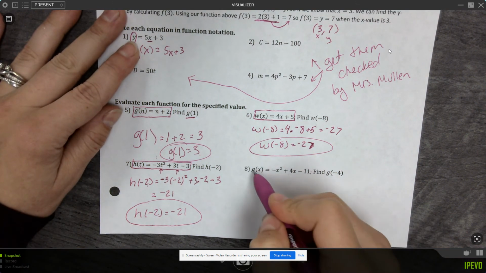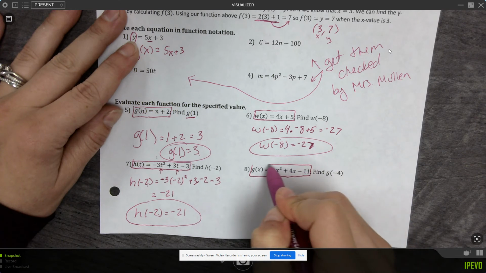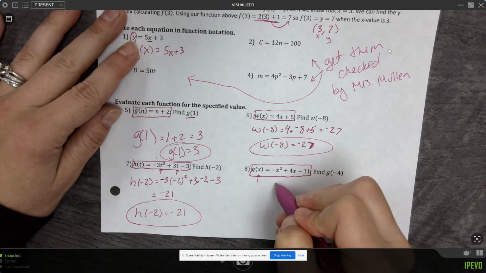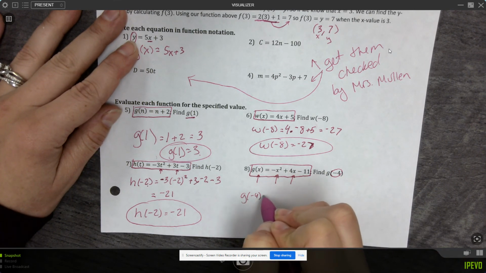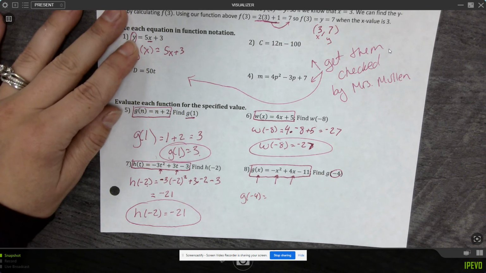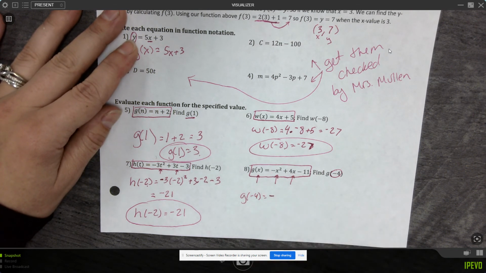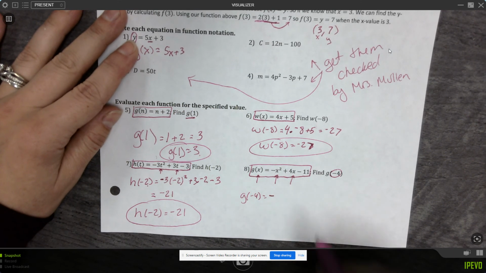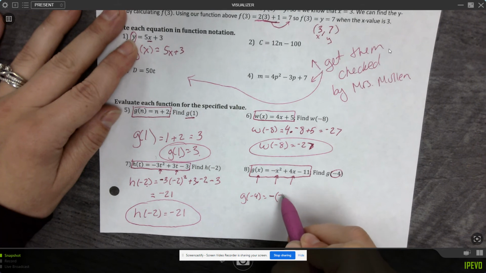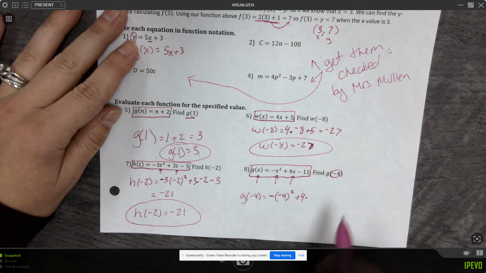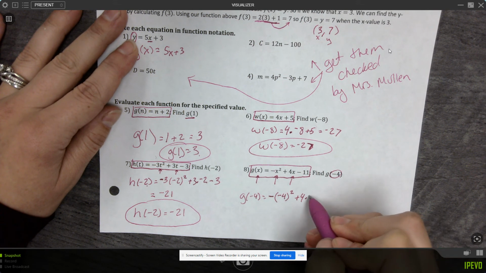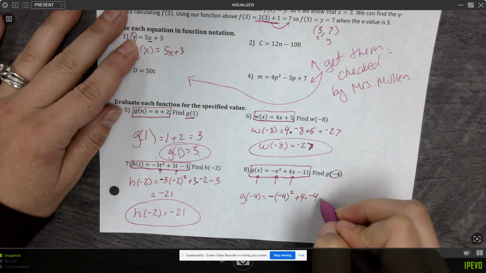And the last one here. Here is our function. This whole thing. Everywhere I see an x, I'm going to replace with -4. The negative is going to stay outside. I am plugging in something that's going to get squared. So in parentheses, plug in the -4. Close the parentheses, squared. So there should be a negative on the outside from this negative. x is -4, goes in parentheses, squared. Plus 4 times, because 4x is 4 times -4, minus 11.